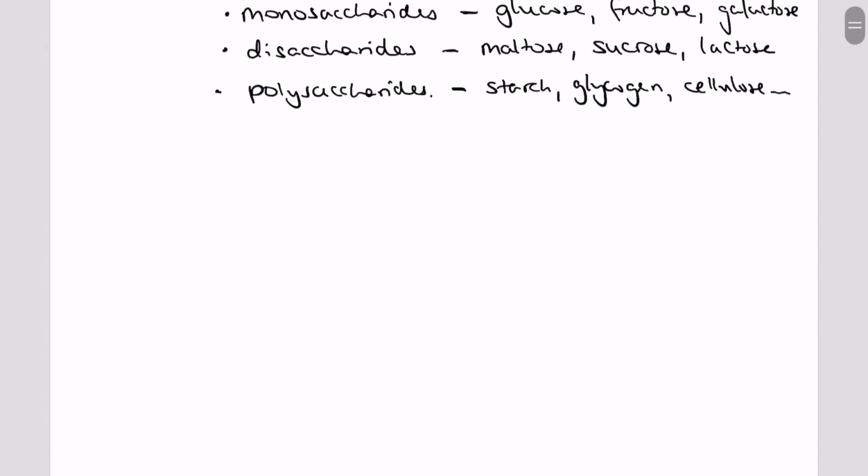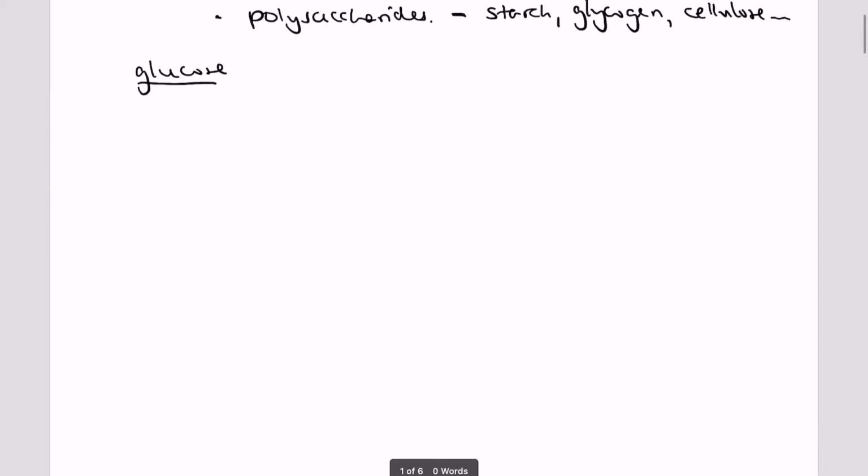Now, for your syllabus, what you need to know is that there are two different types of glucose, what we call isomers. And isomers are just compounds that have the same molecular formula but a different structure in space, so a different structural formula. There are two isomers that you need to know about for glucose, one of them being alpha glucose and another one being beta glucose.